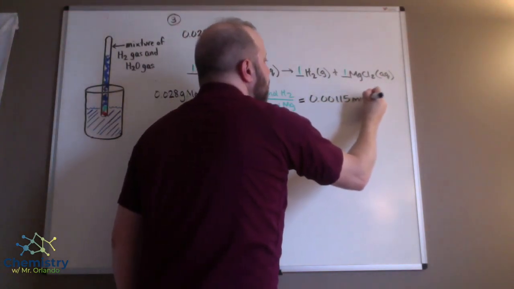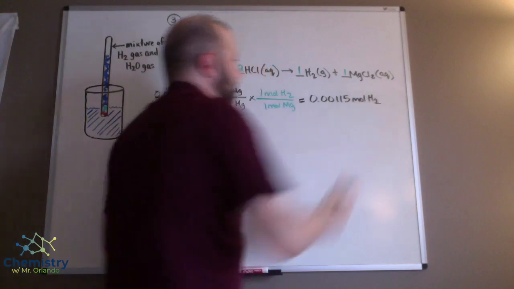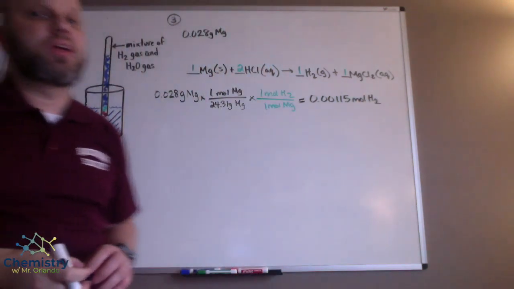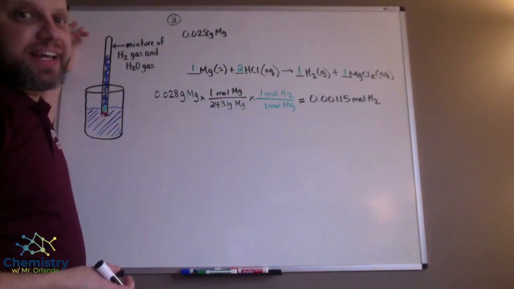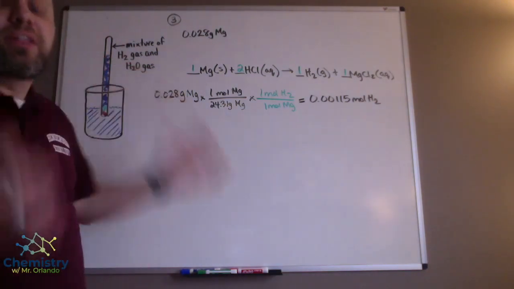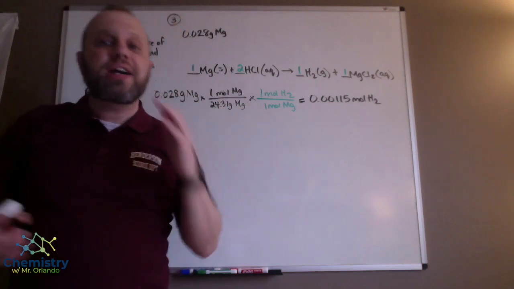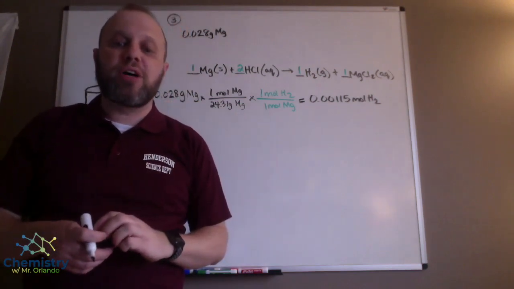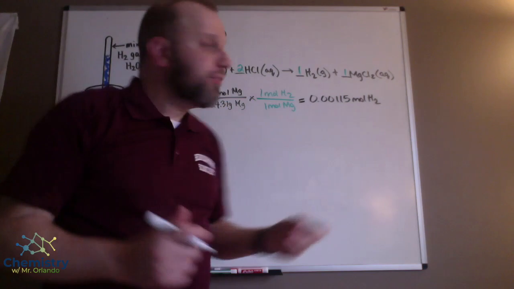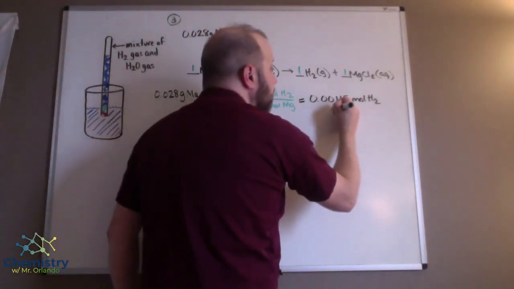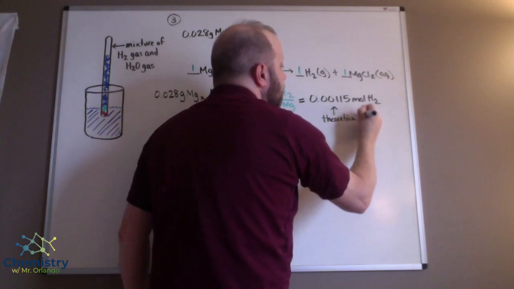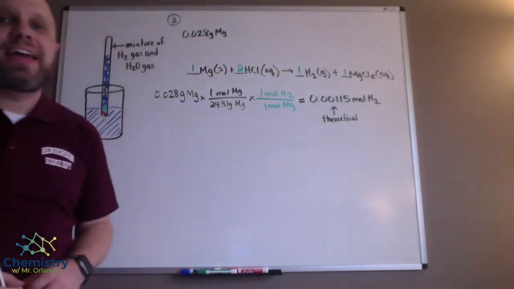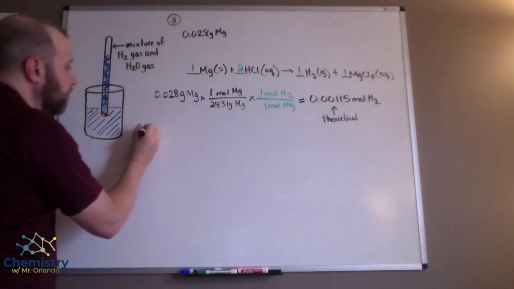0.00115 moles of hydrogen. That's an incredibly small amount of hydrogen, but of course, we're looking at an incredibly small volume, so we're not going to get many moles in such a small volume. Now, this is our theoretical moles of hydrogen. And now we're ready to answer question number 4.